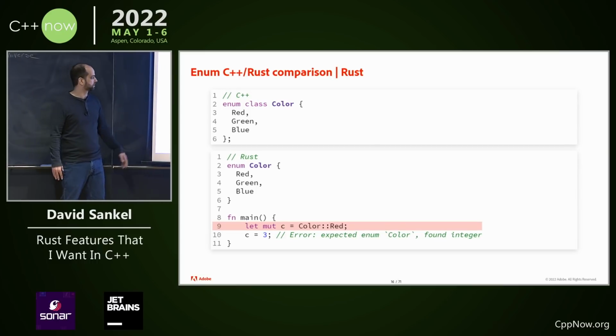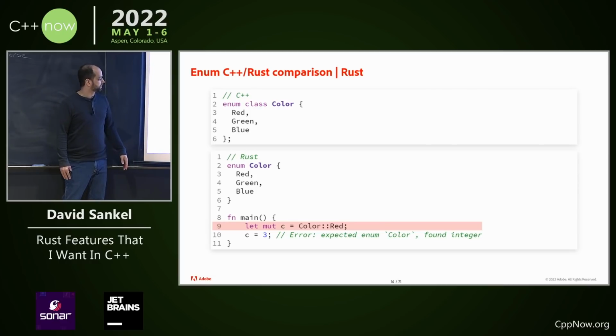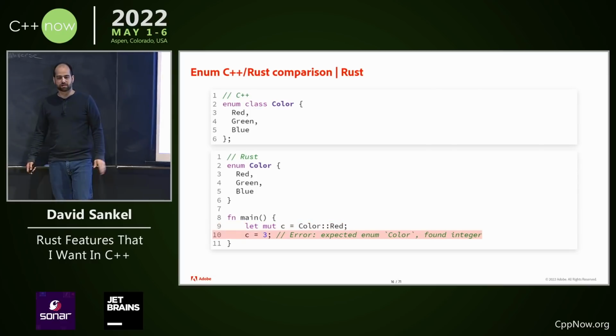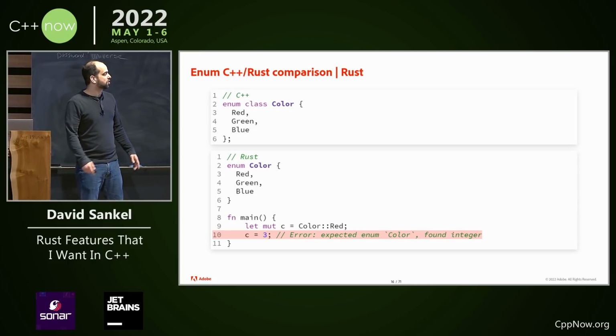You're just creating a variable called C. It's kind of like our auto. And then we assign C to 3. This is an error in Rust. In fact, there's no static cast.